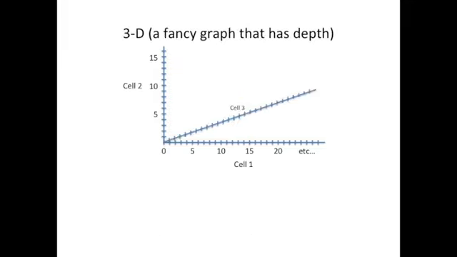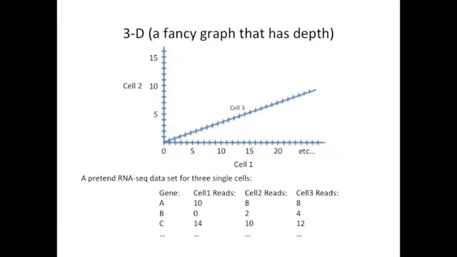Okay, so maybe sometime when we took calculus, we started drawing three-dimensional graphs. That's just a fancy graph that has depth. With three separate axes, we can now plot data from three separate cells. So now our pretend RNA sequencing dataset has data for 3 single cells. And just like before, if we wanted to plot the data for gene A, we would go over to 10 for cell 1, up to 8 for cell 2, and then back 8 for cell 3.